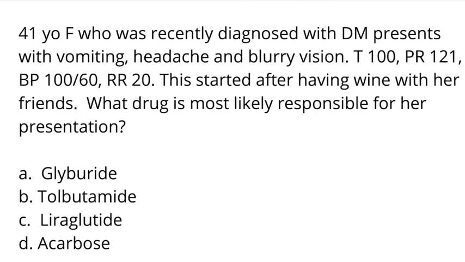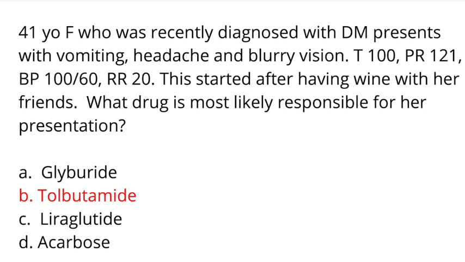A. Glyburide, B. Tolbutamide, C. Liraglutide, or D. Acarbose? And the answer here is option B, tolbutamide. So option C is a GLP-1 analog. So to answer this question correctly, we have to know what this patient is experiencing.